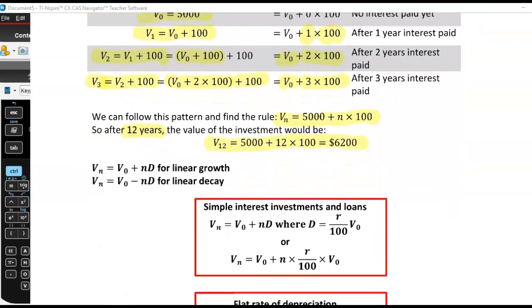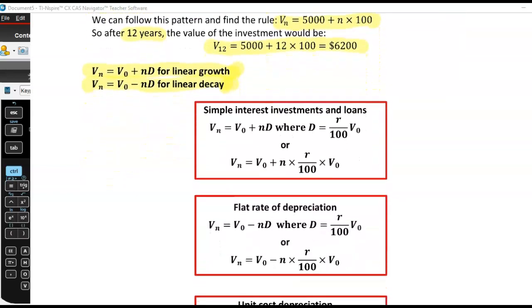So there's the formulas you should be remembering and making sure it's in your bound reference. The Vn equal to V0 plus n times d for linear growth, or minus nd for linear decay. So growth is when the amount is growing, or decay is when it's decreasing.